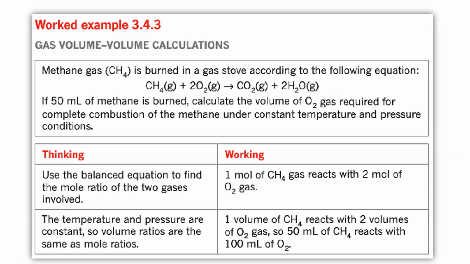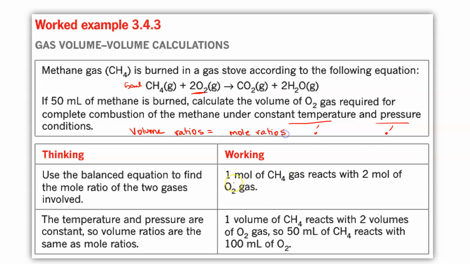So for this one, we're looking at the burning of methane. We have the balanced chemical equation for the combustion of methane, and we're asked if 50 ml of methane is burned, so we're burning 50 milliliters of methane here. Calculate the volume of O2 gas required for complete combustion at constant temperature and pressure. So this one here is what we're looking for. It doesn't have to be standard temperature and pressure, just the temperature and the pressure are not changing. So if it's constant temperature and pressure, then the volume ratios are equal to mole ratios.